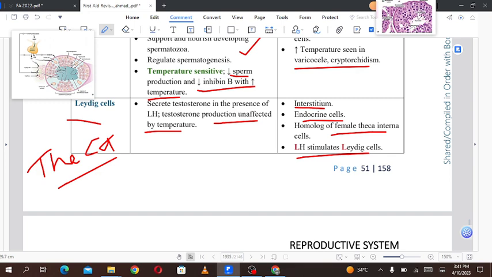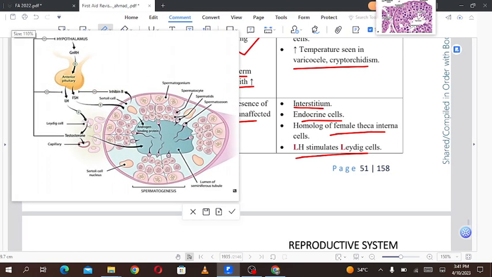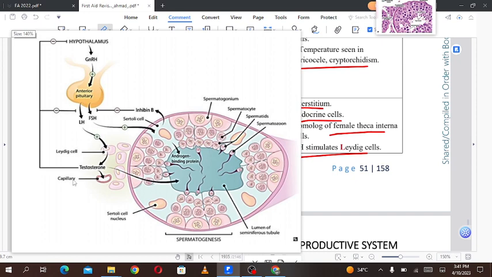Let us see this in the diagram as well. Where are the Leydig cells? The Leydig cells are over here, outside the seminiferous tubules. They are responsible for the production of testosterone when they are stimulated by the LH. Then that testosterone will go to the hypothalamus and give a negative feedback signal to inhibit the GnRH release.